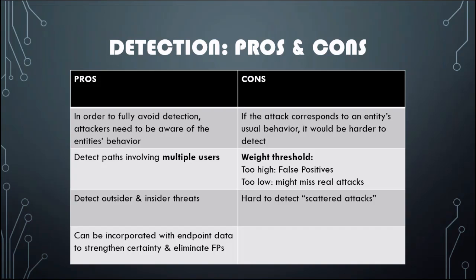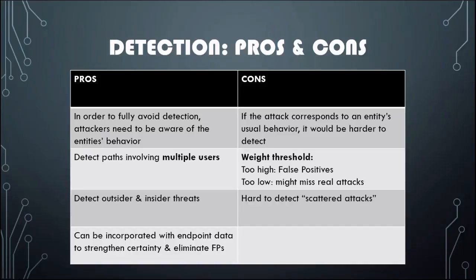So we can take a look at what was going on in that source of the star structure or any machine in the suspicious chain to understand what exactly happened. Some of the cons, first of all, if the attacker responds to an entity's usual behavior, it would be harder to detect, since we are relying on the fact that we would have edges that would be assigned a low probability. Second is regarding the weight threshold.